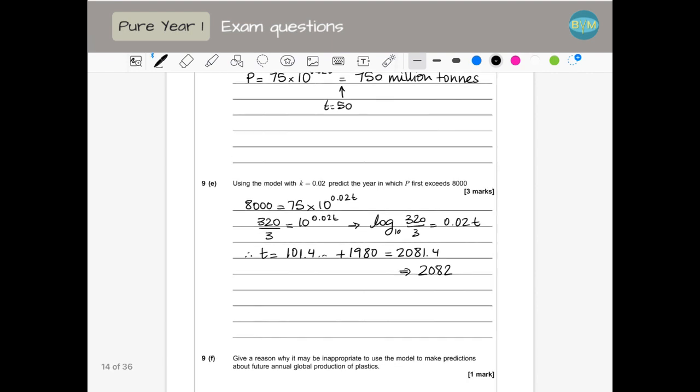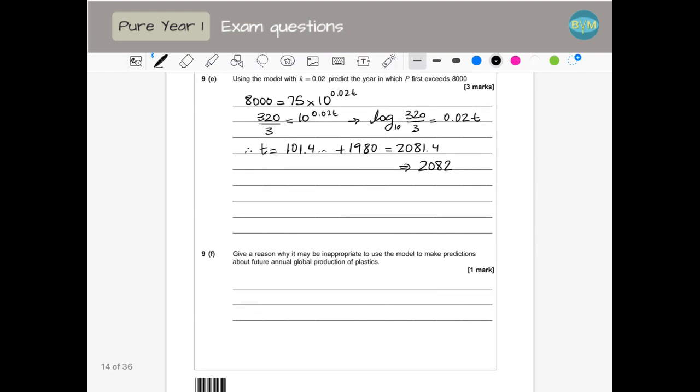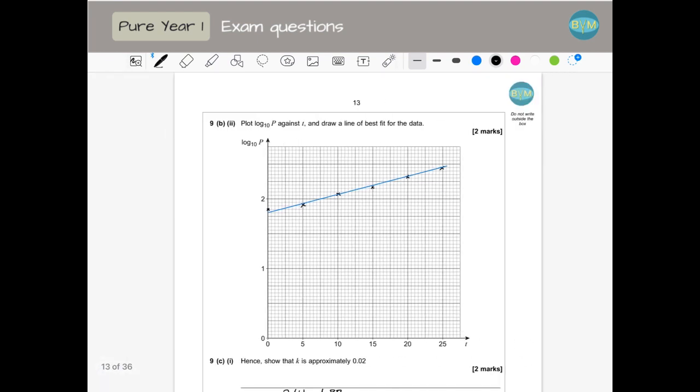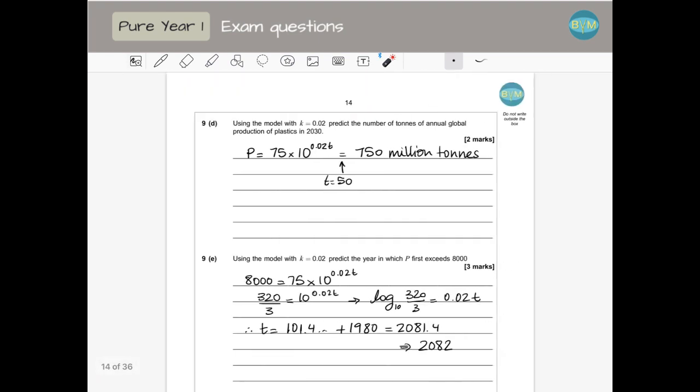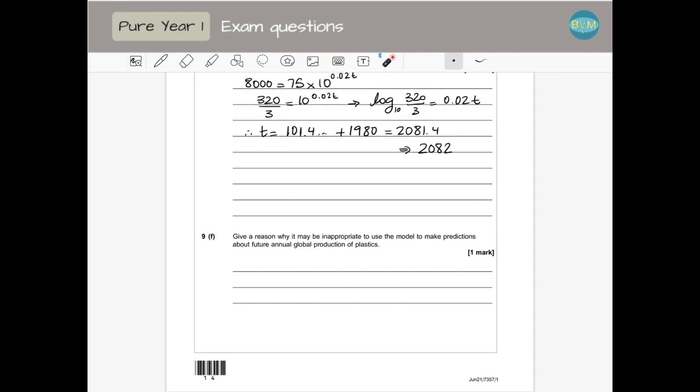And then give a reason why it may be inappropriate to use the model to make predictions about future annual global production. One of the things that is happening is that we are well away or out of our range. Always making predictions out of your range is extrapolation, which is not very accurate. But they are not really asking that. They are asking a reason why that could be inappropriate. So, for example, we are talking in 60 years from now.